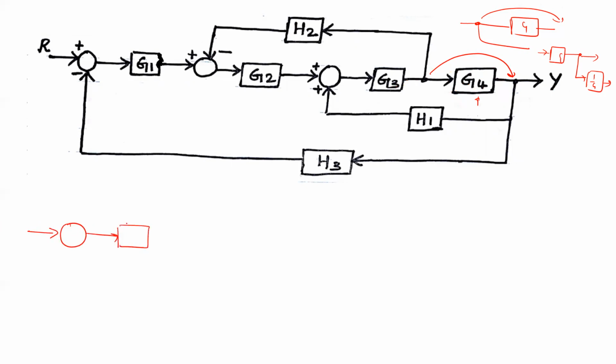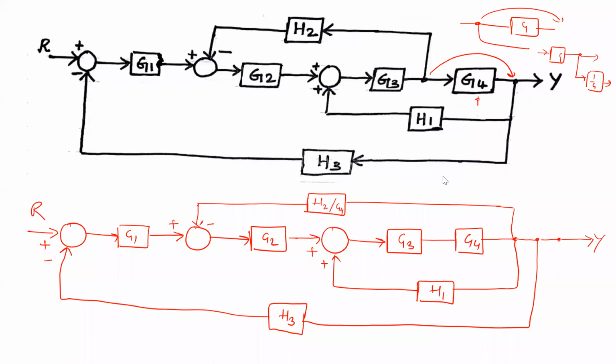So we have all these things here. Let us draw and try to solve this one. By shifting this takeoff point after G4, because we are making changes to this path, this will be divided by G4, because the takeoff point of this path has been shifted to after the G4. The feedback point is also a takeoff point, so we can consider this as a takeoff point also.